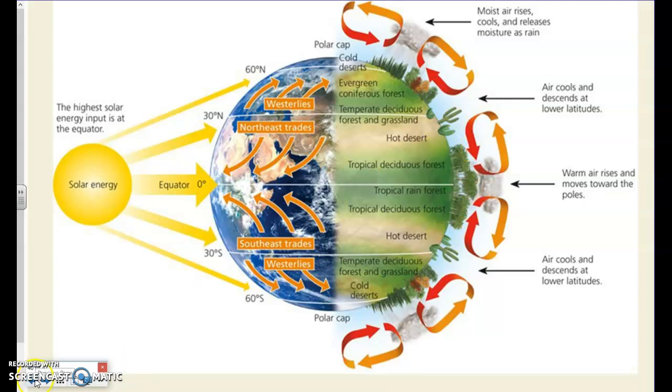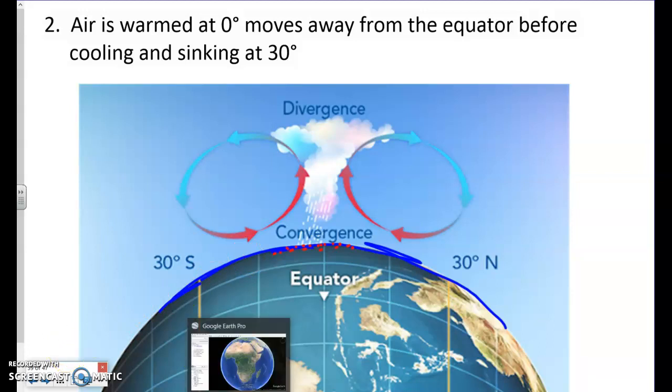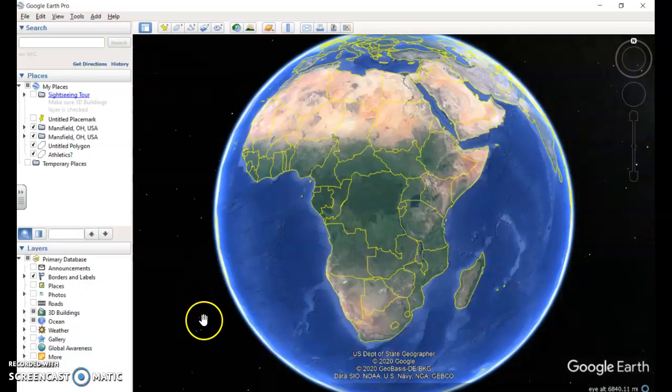So let's go back here for a second. As this air cools, it's going to sink, and what's going to happen when it gets back down here? It's actually going to start heating up again. So on Friday, I asked some students to take a trip with me to Africa.